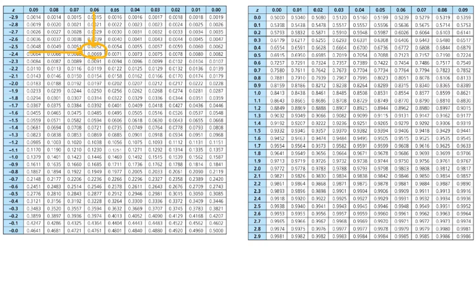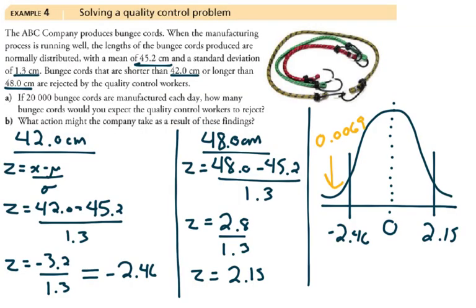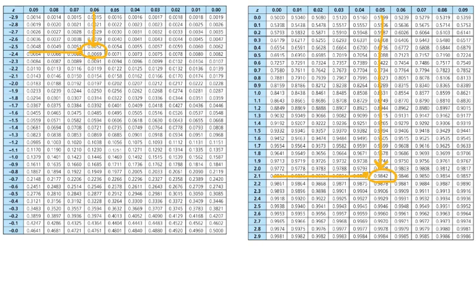Our other z-score cut point would be 2.15. And we get 0.9842. However, this does not mean that 98.42% of all the bungee cords would get rejected. It means that there's 98.42% to the left of 2.15. And if we look at our normal distribution, we want what's to the right of 2.15. So really, this would be 1 minus 0.9842, which would be 0.0158.